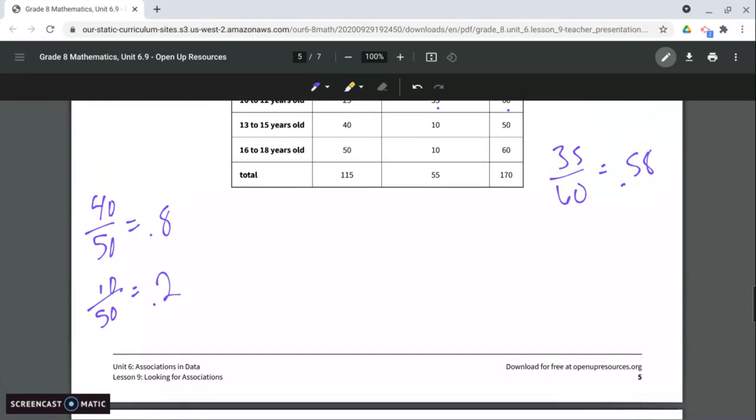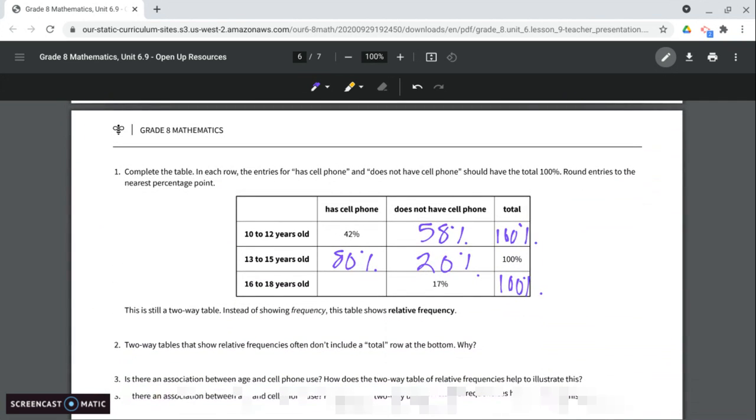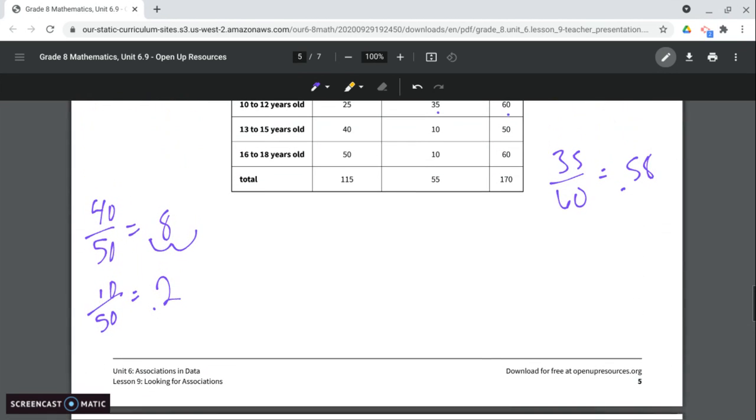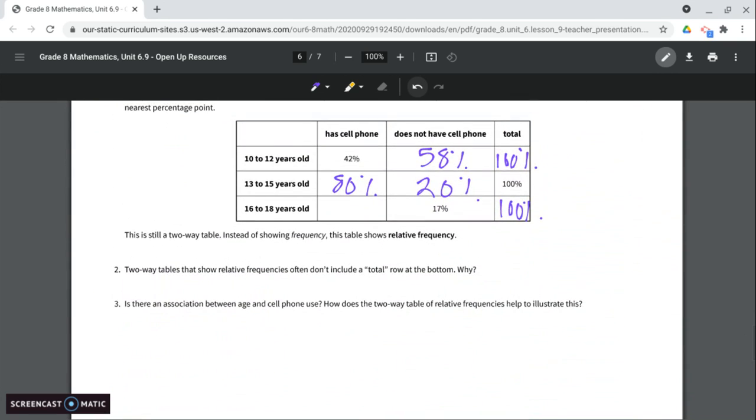So remember, it's key. When we divide these, we get this decimal, but percentages are out of 100, so we multiply by 100 to get to that percent. That's how I'm getting the 80 and the 20. And then the last one, for 16 to 18-year-olds, we're going to take the 50 and divide it by 60, which is going to give us 0.83, which means 83%, which fits with the 17% that's already there.